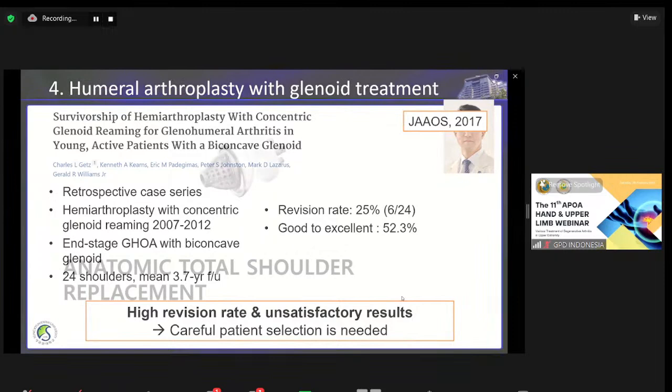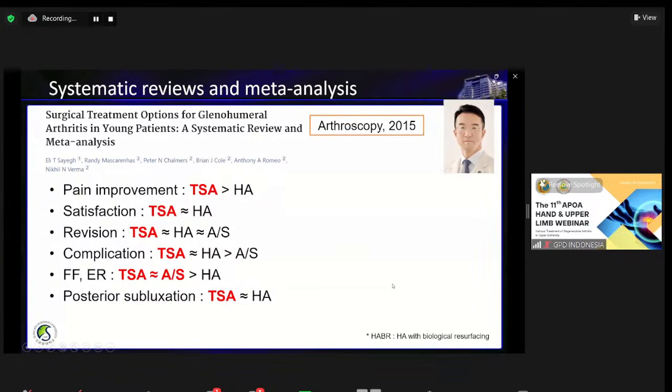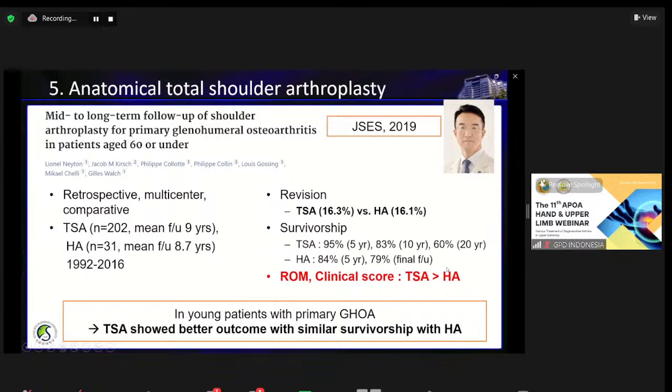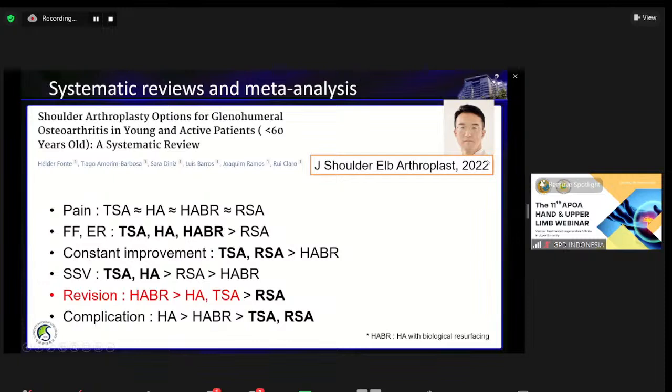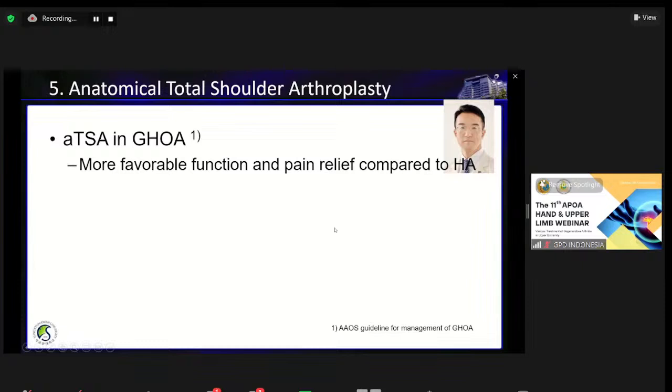And finally, the anatomic total shoulder replacement. Overall, in all the systematic reviews since 2015, pain, satisfaction, revision, complications, and everything roughly favor total shoulder versus hemi. This multicenter retrospective study shows that in young patients with primary glenohumeral arthritis, TSA has better outcomes and similar survival to hemi. And this recent systematic review, comparing humeral hemi with biologic resurfacing, states that total seems to be the best, and most revisions come from biologic resurfacing or hemi. So total shoulder in glenohumeral arthritis has more favorable function and pain relief compared to hemiarthroplasty. I think properly done, it is the best.